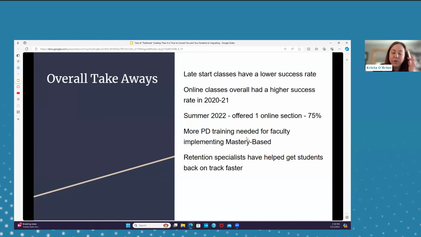And the retention specialists have been really great. So for students who have kind of dropped off, the retention specialist will reach out to our students and try to phone them to see what has happened, to try to get them back on track. So we do a lot with that. And so I felt like the retention specialists have really helped students get back on track faster.